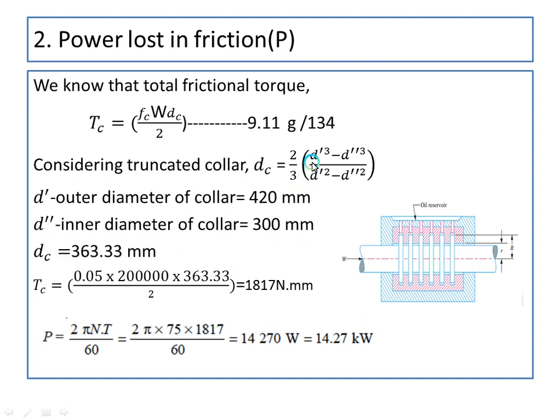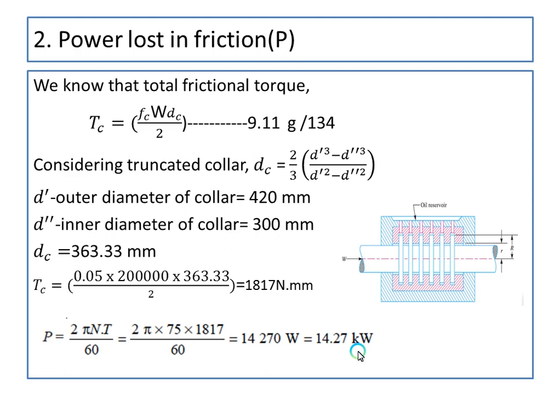Similarly, if I substitute d dash and d double dash, you will get dc as 363.33 mm, where in this case Tc after substitution you will get as 1817 Newton millimeter, in terms of SI units. Then we need to substitute this torque in this equation, where you will get the value of power loss in friction as 14.27 kilowatts.